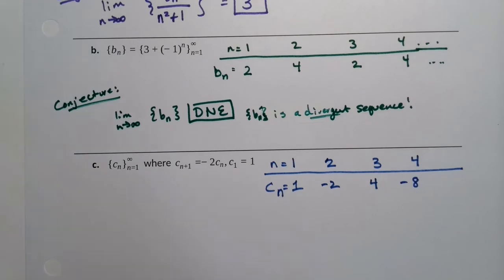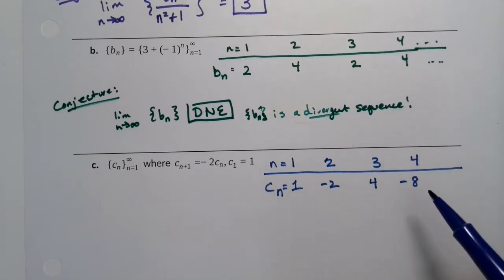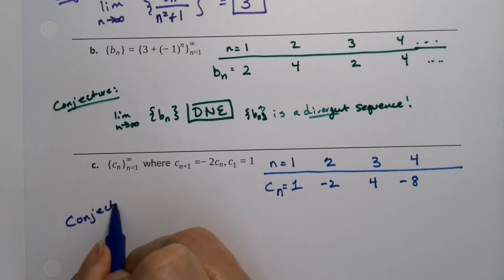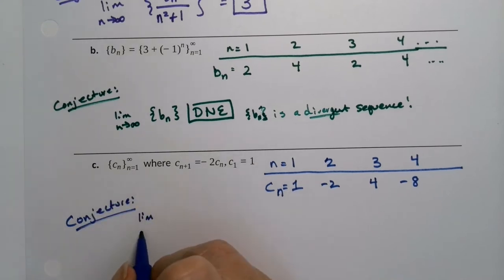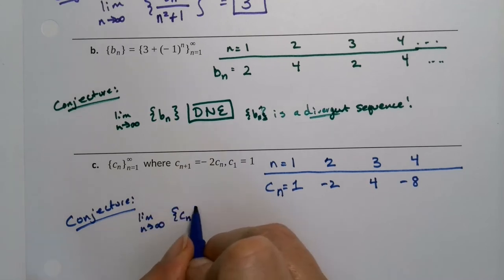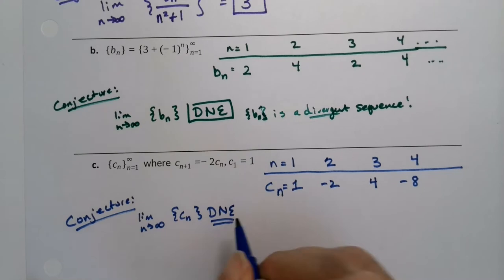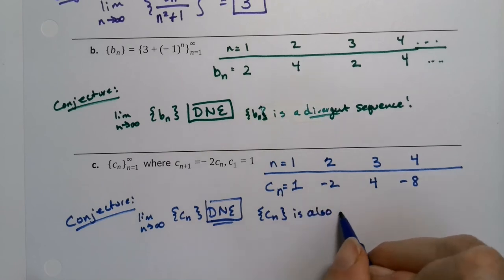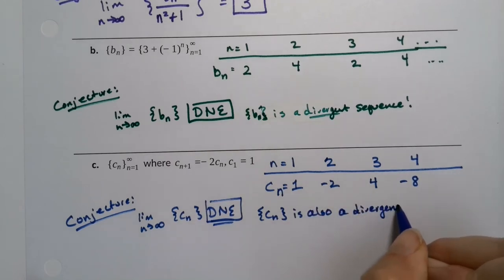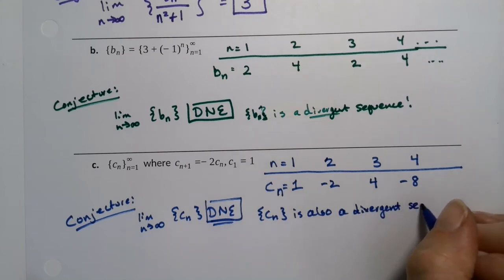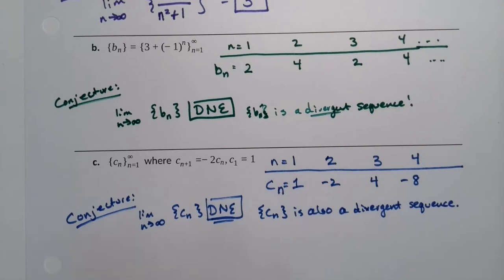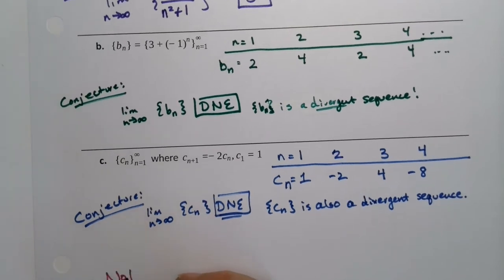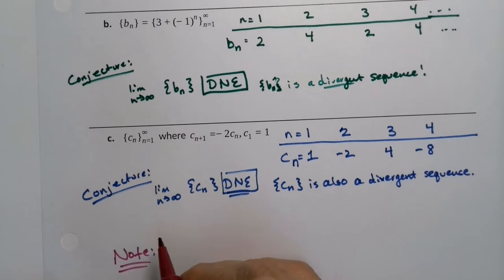Both of these have a kind of special property to them. They're called oscillating sequences. I'll make a note of that down below, but let me make my conjecture, which is that there's no limit to this one either. It is also divergent, just like letter B was. We're going to make a really quick note down here. Letter B and letter C are both called oscillating sequences.